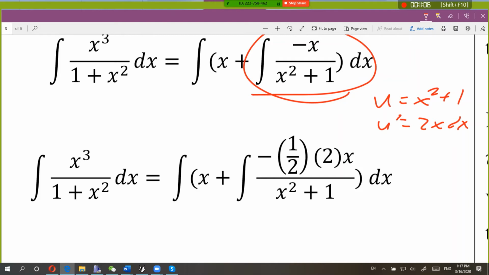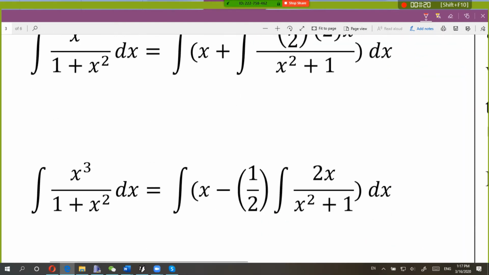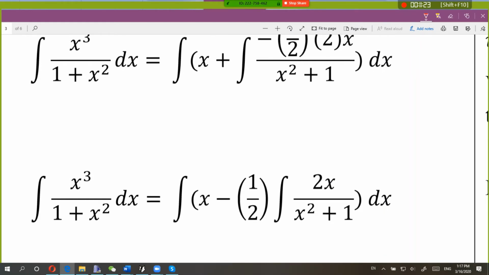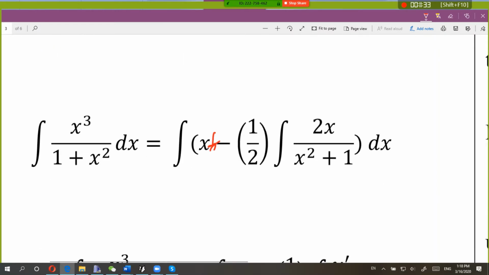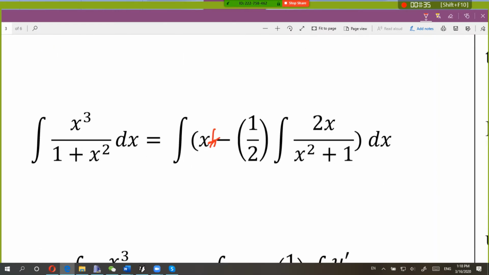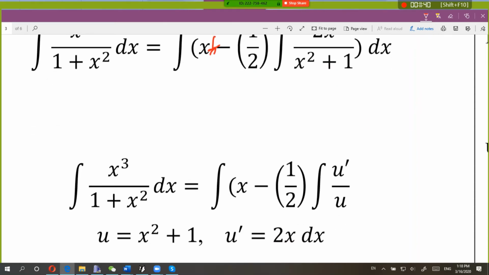If I multiply by 2 and divide by 2, that'll give me the 2 that I need for my constant. So this integral will become negative 1 over 2 times 2x dx, which will leave me with a negative 1/2 that I can pull outside this integral. So that gives me the integral of x dx minus 1/2 times the integral of 2x over x squared plus 1 dx, which we can then make our u-substitution for.